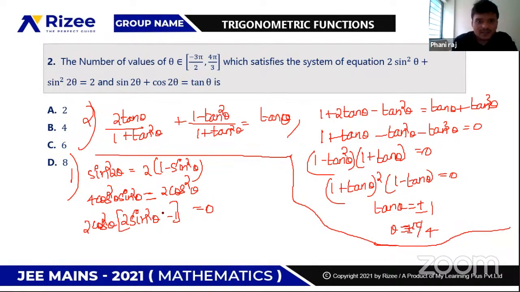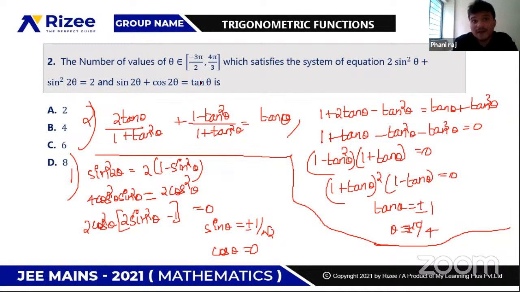Okay, so now you see sin square theta equal to plus or minus 1 by root 2. So this gives you what? Sin theta equal to either plus or minus 1 by root 2, or else cos theta equal to 0. Obviously, this is plus or minus pi by 4, but it's already covered here. So cos theta equal to 0 means what?